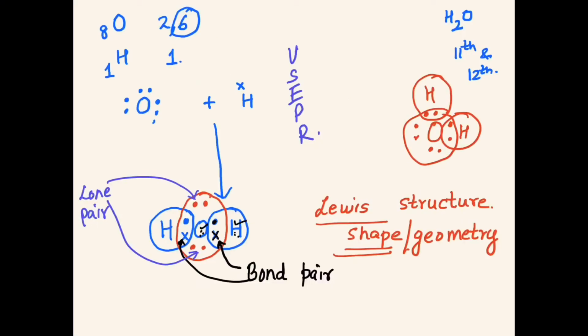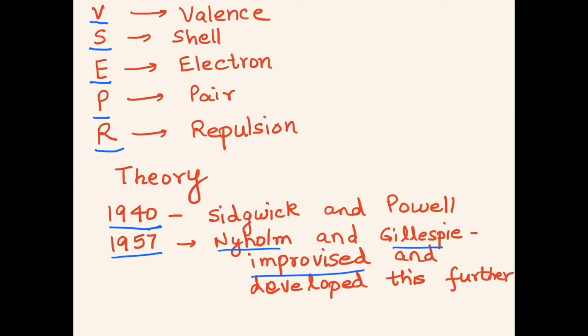The geometry of the molecule, the shape or the geometry of the molecule, is decided by the bond pairs as well as the lone pairs of electrons. So, would you like to note all this down?